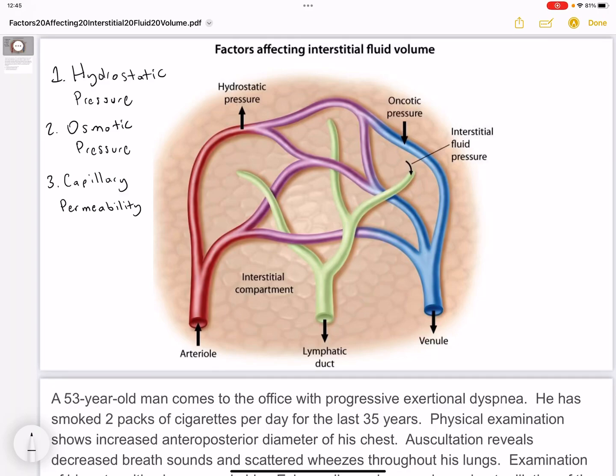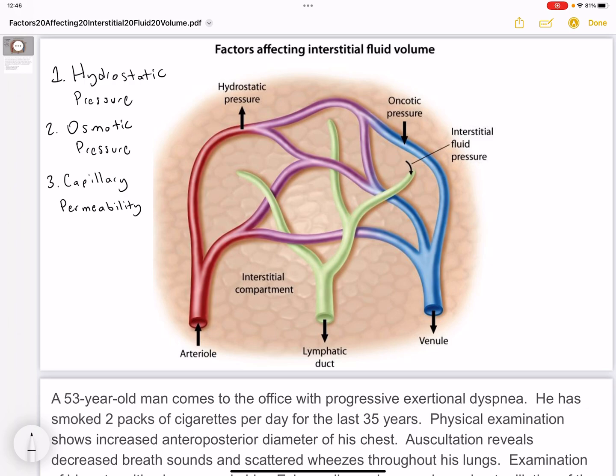Hello everyone, in this video we're going to be discussing factors affecting interstitial fluid volume. Now the three factors that are going to affect interstitial fluid volume are hydrostatic pressure, osmotic pressure, and capillary permeability.